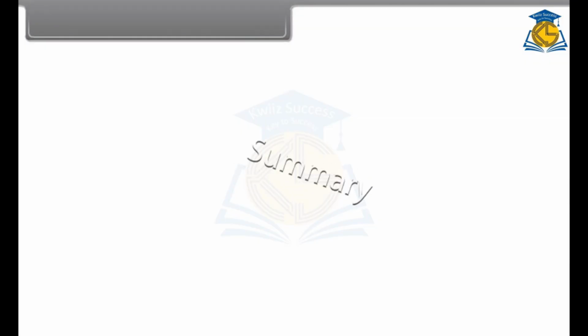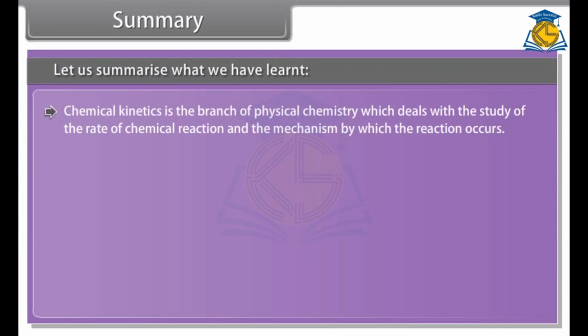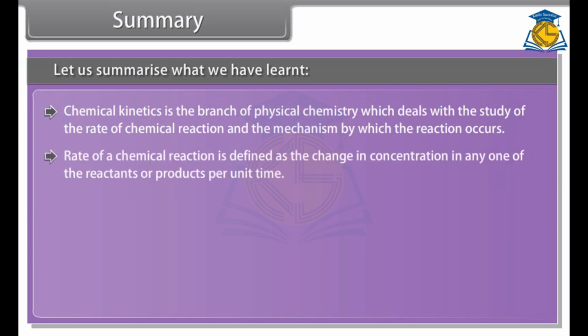Summary. Let us summarize what we have learned. Chemical kinetics is the branch of physical chemistry which deals with the study of the rate of chemical reaction and the mechanism by which the reaction occurs. Rate of a chemical reaction is defined as the change in concentration of any one of the reactants or products per unit time.